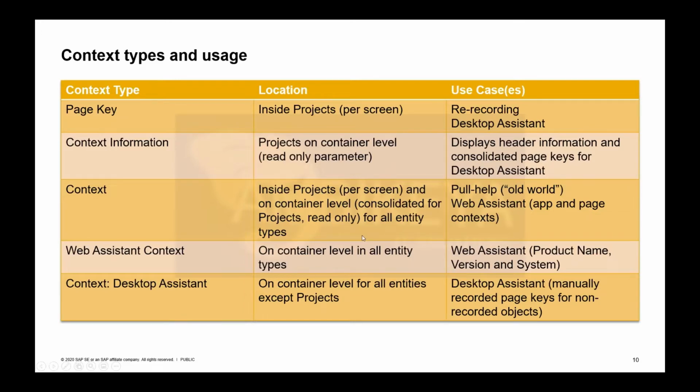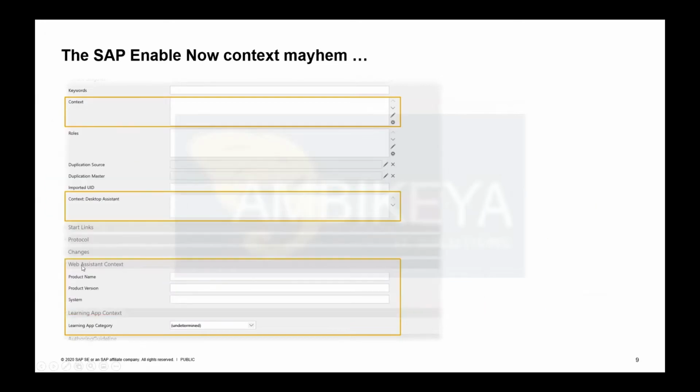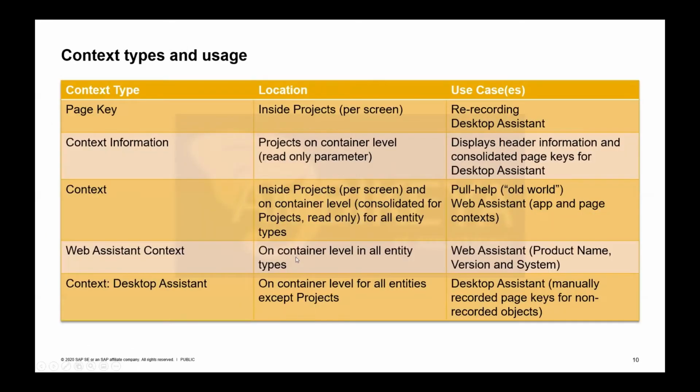Then, just going 2 steps back, we have that single section of properties here, which we call the web assistant context, which is the equivalent to the application context of the desktop assistant, but for web assistant. And it comes with 3 actual properties: product name, version, and system. Later on, we're going to have a closer look what those are for and how they are used.